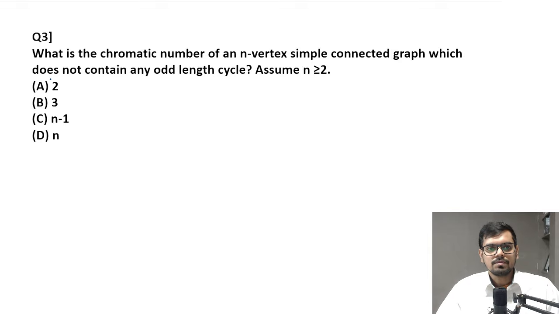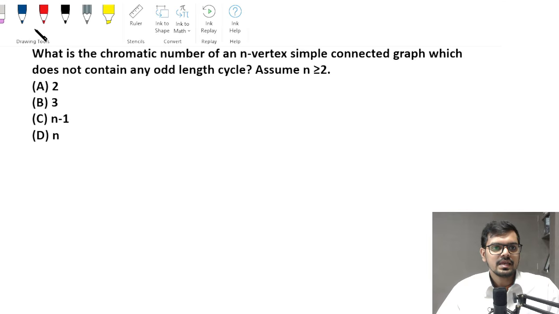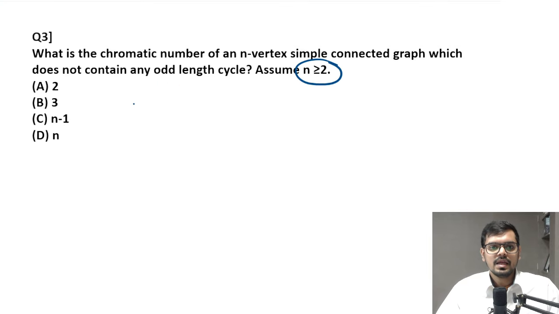To the next question. What is the chromatic number of an n vertex simple connected graph which does not contain any odd length cycle? Assume n is greater than or equal to 2. Pause the video, try, then look at my solution. Tried? Whenever this kind of question comes, you know my technique is substitution. So start with n is equal to 2.